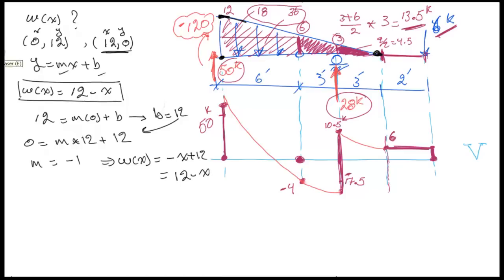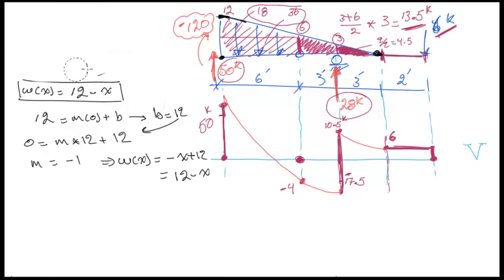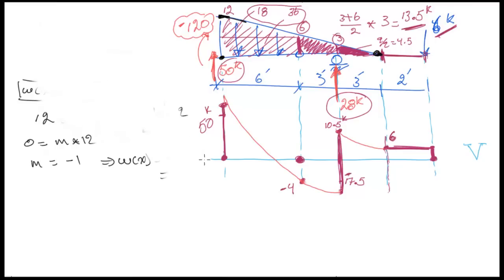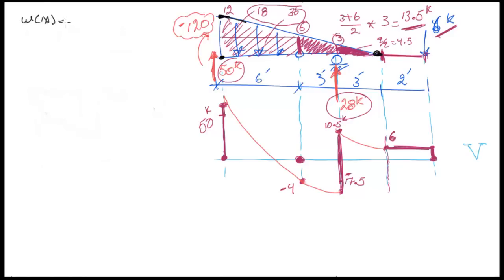Okay, let me erase this part. I'll just write the equation of the load for you guys so we can carry on. So I have w(x) equals 12 minus x. Now, to find the shear equation, you start with the original shear, meaning whatever shear you have at the beginning of the beam, and then you add to it the integration of the negative of the load dx.